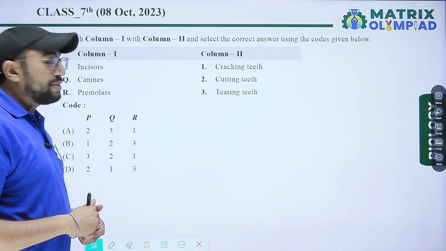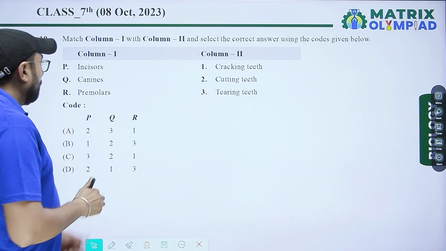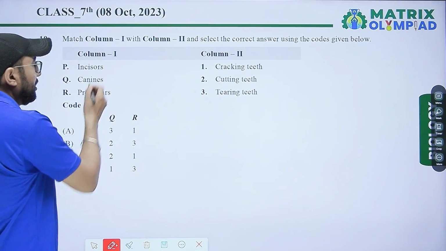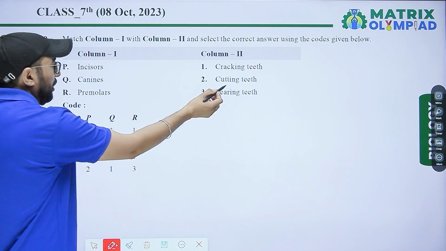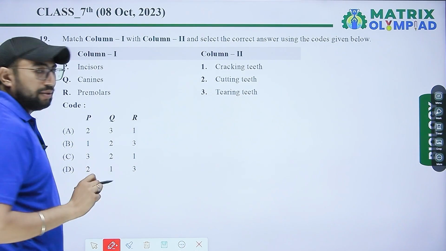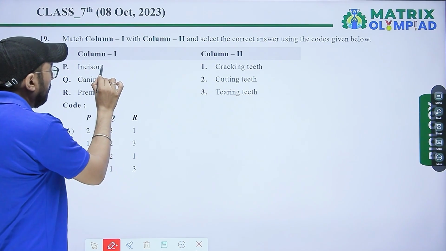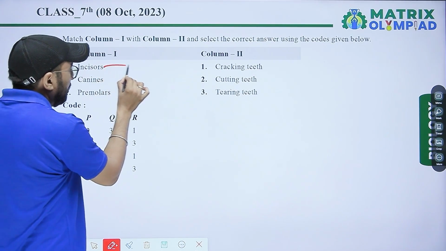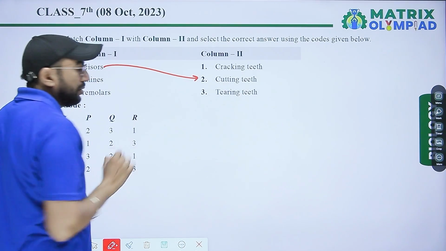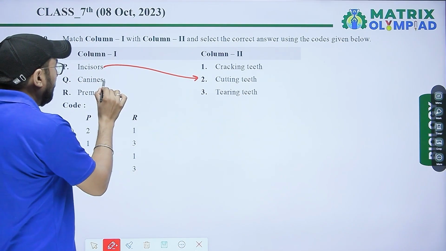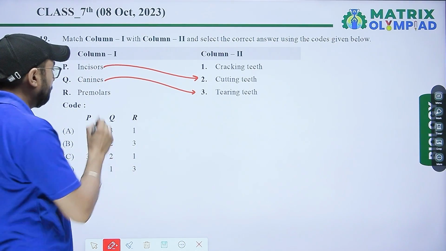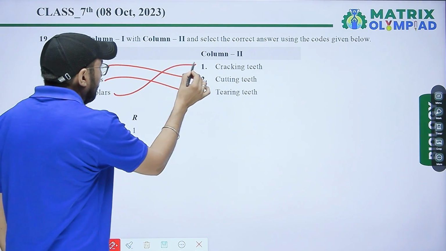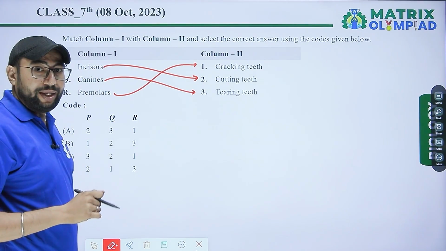Match the column first and second. Column first: incisor, cracking teeth, canine, cutting teeth, premolar, tearing teeth. Match: incisor, cutting teeth. Next one is canine, tearing teeth. And the last one is premolar, cracking teeth, also called chewing teeth.